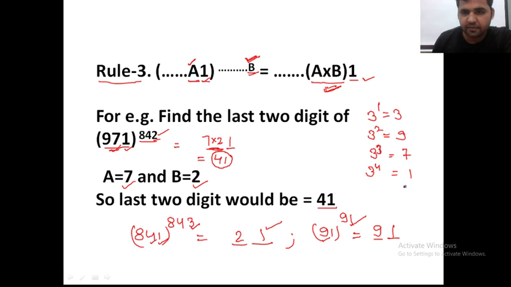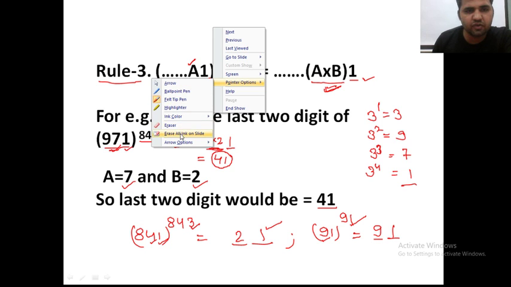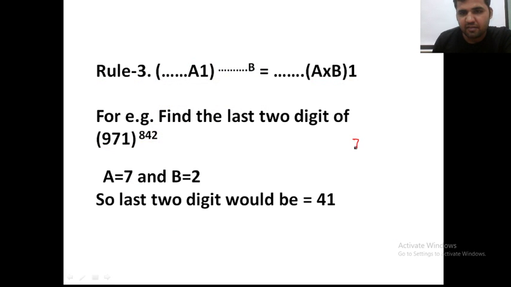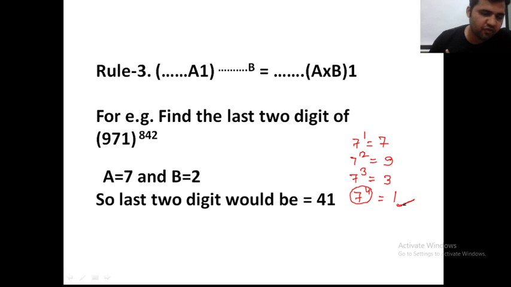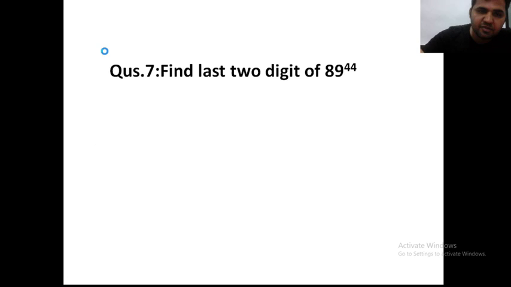So you can take the case of 7 also. If you want to find out the last two digits of any number with the power of 7: 7 power 1 is 7, 7 power 2 gives you the unit digit of 49, that is 9, 7 power 3 gives you the unit digit 3, and 7 power 4 will end up with a unit digit of 1. So you can take 7 power 4 to make the unit digit 1, and then you can use rule number 3. So this is the application of rule number 3. For all the odd numbers, you first have to make the unit digit 1 and then apply rule number 3.